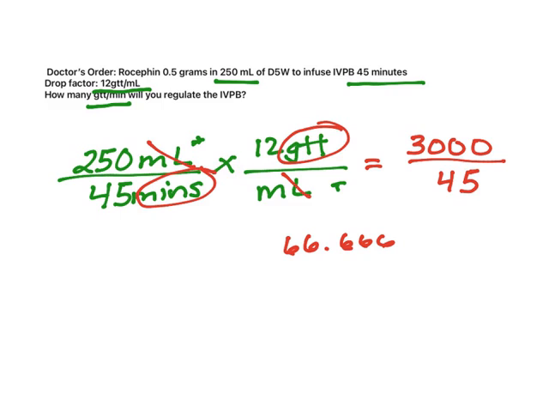So remember, we can't give half of a drop, okay? That's a good thing to remember. Mostly when it comes to GTTs per minute, it's always going to be a whole number because we can't give half of a drop, a point of a drop. So we're going to round this to the nearest whole number, and it's going to give us 67 GTTs per minute.